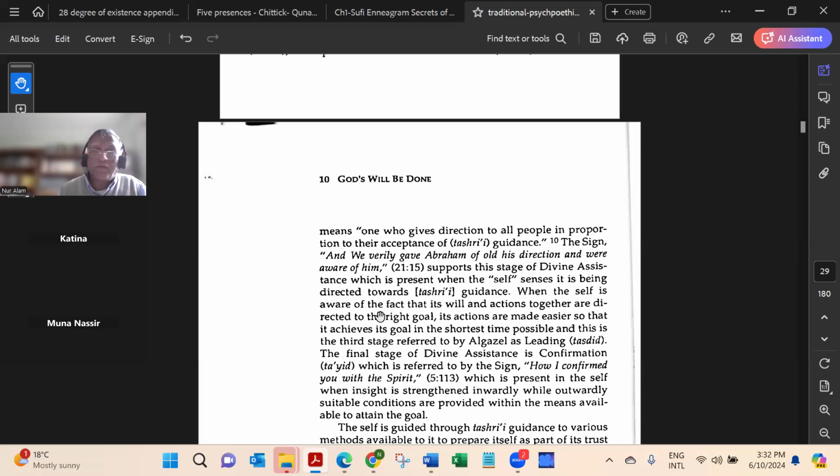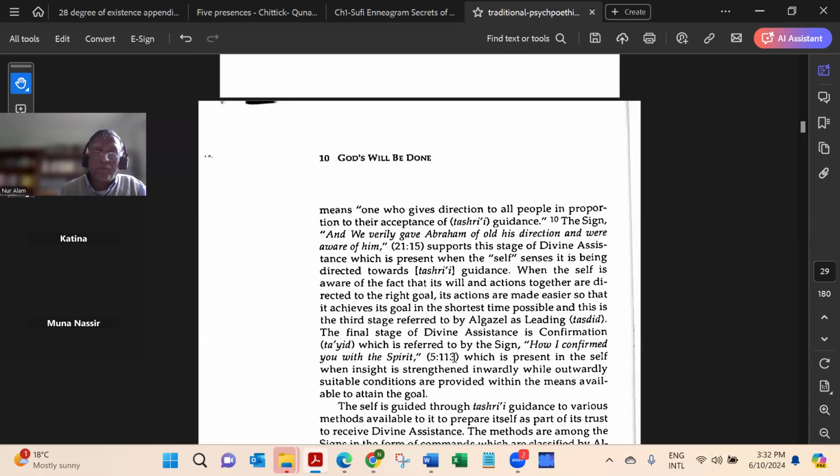So when the self is aware of the fact that its will and actions together are directed to the right goal, the actions are made easier so that it achieves its goal in the shortest time possible. And this is the third stage referred to by Al-Ghazali as leading, tasdeed. And the final stage of divine assistance is confirmation, ta'id, which is referred to by the sign, "how I confirmed you with the spirit," which is present in the self when the insight is strengthened inwardly, while outwardly suitable conditions are provided within the means available to attain the goal.